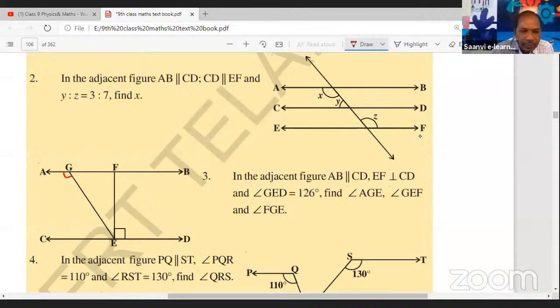And angle GEF, this angle is asked. And angle FGE, this angle. These three angles are asked. For angle AGE, the middle alphabet is G, so the angle will come at G. For angle GEF, the middle alphabet is E, so the angle will come at E. And for angle FGE, the middle alphabet is G, so the angle will come at G. These three angles we have to find out.